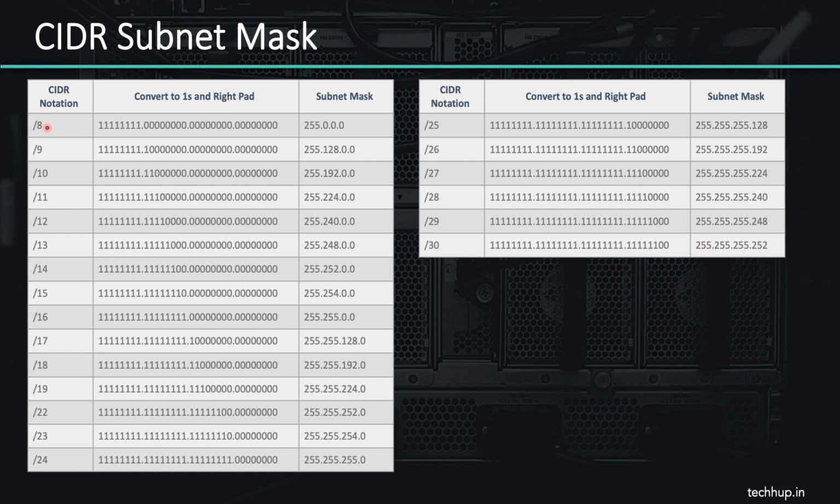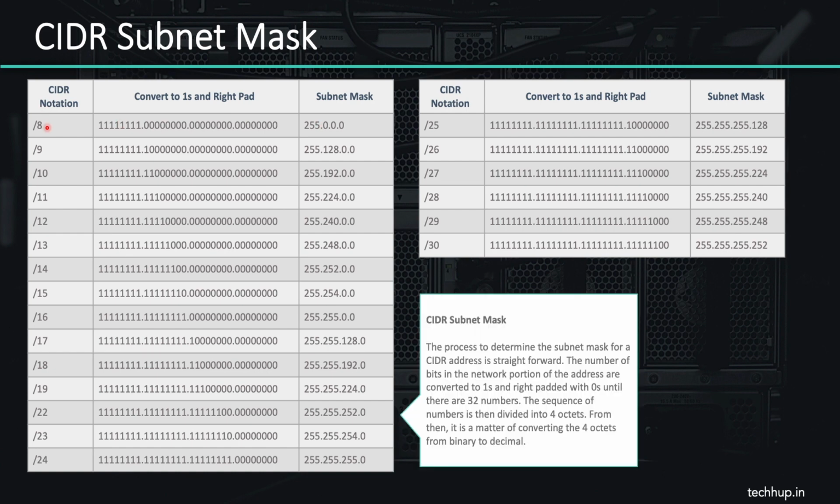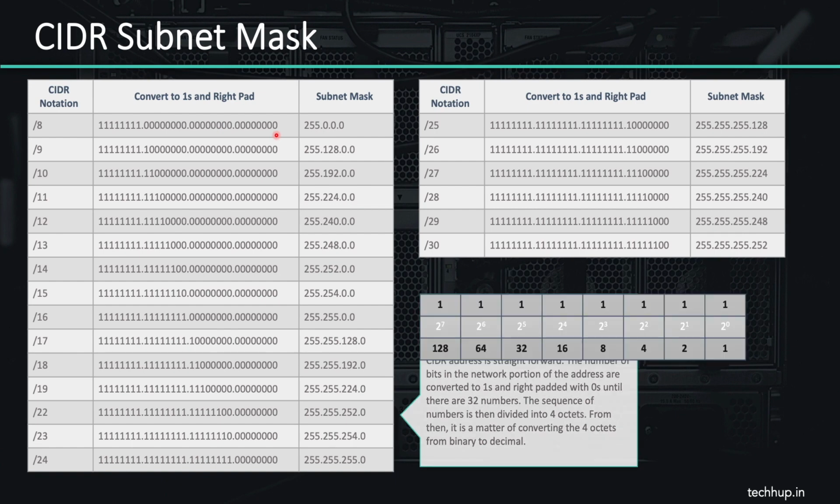The process to determine the subnet mask is pretty straightforward. The number of bits in the network portion of the address are converted to ones and padded with 0s until you have 32 bits. And then you divide the number into 4 octets, and from there it's all about converting each of your octets into decimal format.